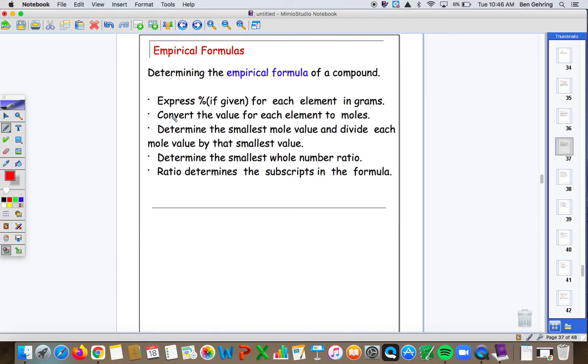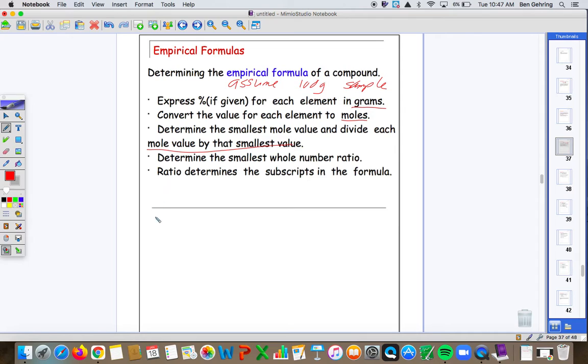So you're going to be given a problem, and it's going to tell you this percent of a compound was carbon, this percent was hydrogen. If they give it to you in percent, you're going to treat it as grams. You're going to assume a 100-gram sample, and that's how we can go from percent to grams. Because your percents have to equal 100, your grams will all equal 100. We're going to convert those values into moles. We're going to determine the smallest mole value and divide each by the smallest value. And you're going to determine the smallest whole number ratio, and then those will qualify as subscripts.